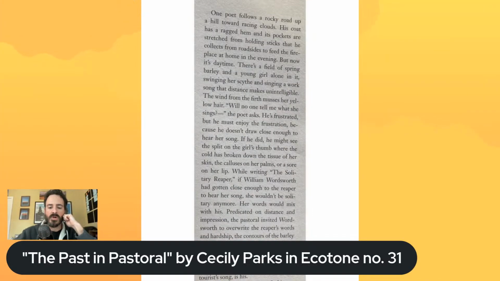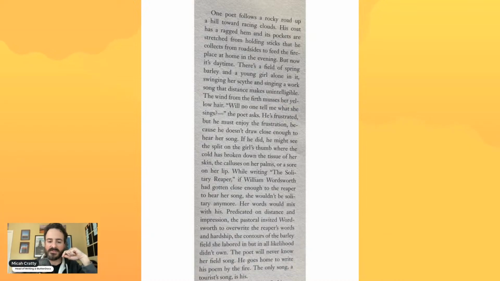One poet follows a rocky road. Oh, you know what? This is blocking part of it so you can see it. There we go.